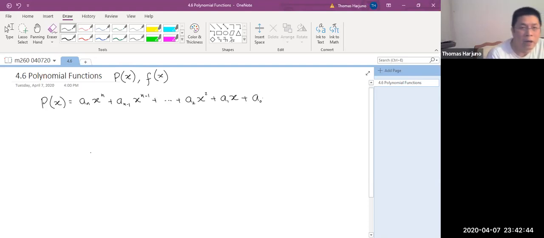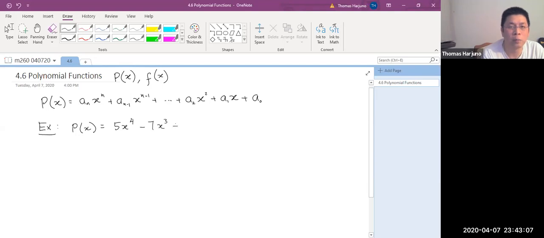Now, the pattern seems to be quite scary, but it's actually not. Don't worry too much. It's just notation. Okay, for example, suppose I have p(x) equals 5x to the 4th minus 7x cubed plus 4x squared minus 8x plus 9. Let's say I have that polynomial.